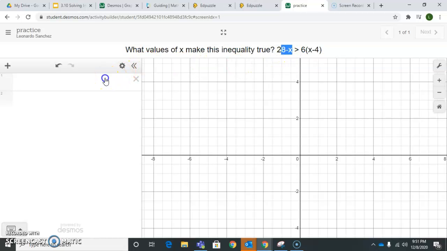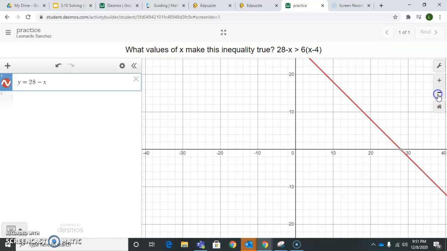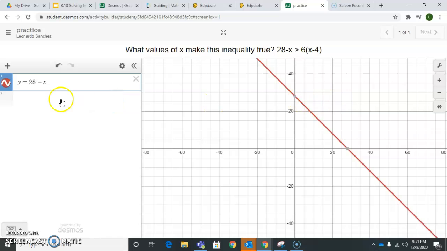I'm going to graph this 28 minus x, right? Boom. I have it. Notice that you can't see your graph, guys. If you can't see your graph when you graph it, try zooming out. And if that still doesn't work, then check your equation. You might have typed it wrong, okay? So I graphed the first one.